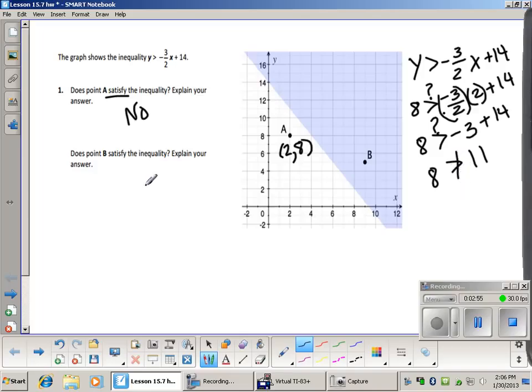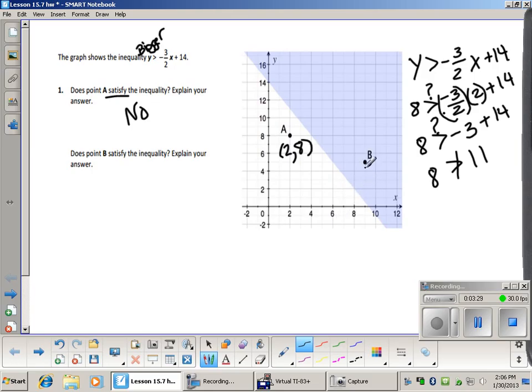Now it asks me, does point B satisfy the inequality? Well, you know what? I'm going to make a prediction that it does, because notice that this graph is shaded to the right, and I see that my y values, according to the inequality, were supposed to be bigger. And when I think of y values bigger, it would have been the space above the line, which is right here on my graph. And this is definitely above. But let's check it the same way.